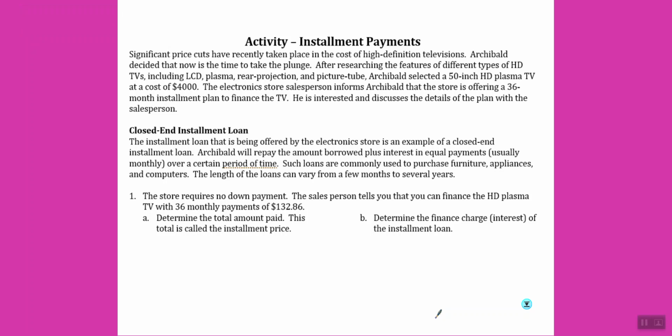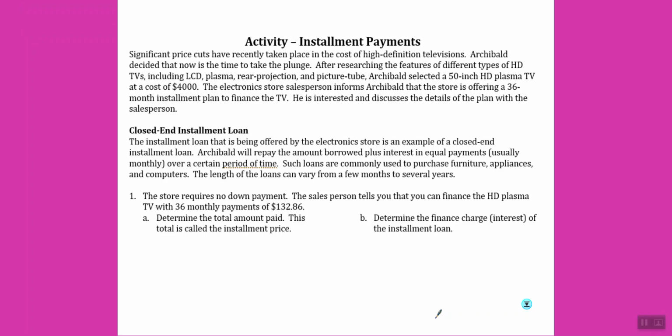After researching the features of different types of HD TVs, including LCD, plasma, rear projection, and picture tube, Archibald selected a 50-inch HD plasma TV at the cost of $4,000. The electronics store salesperson informs Archibald that the store is offering a 36-month installment plan to finance the TV. He is interested and discusses the details of the plan with the salesperson.